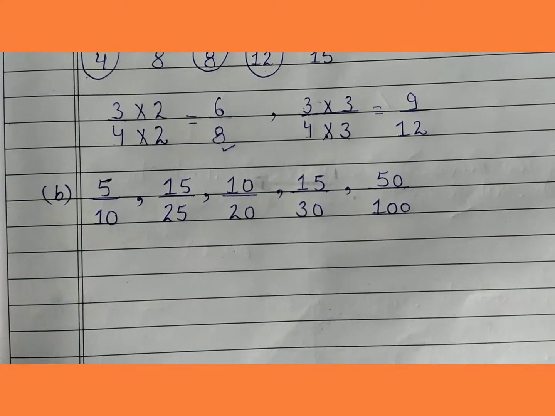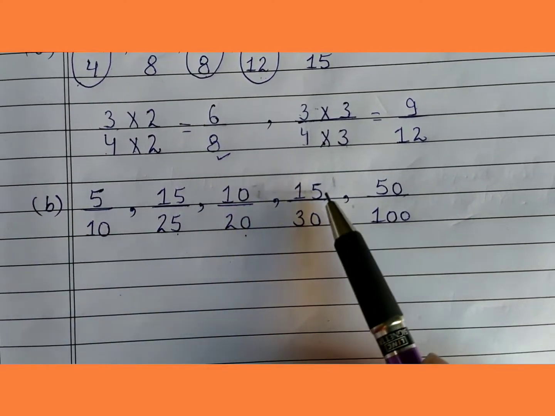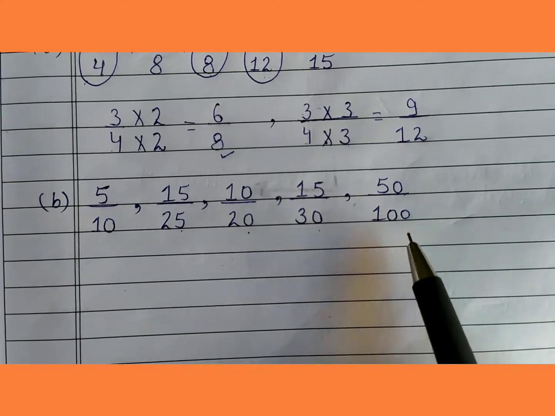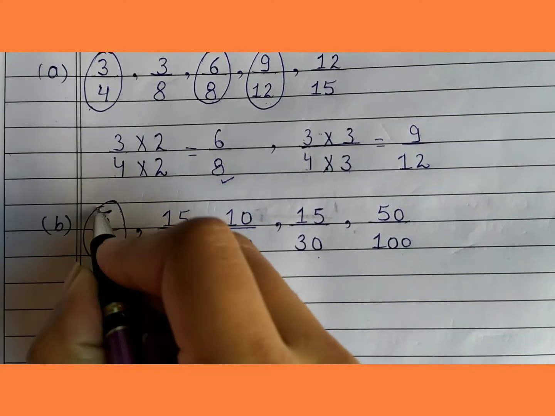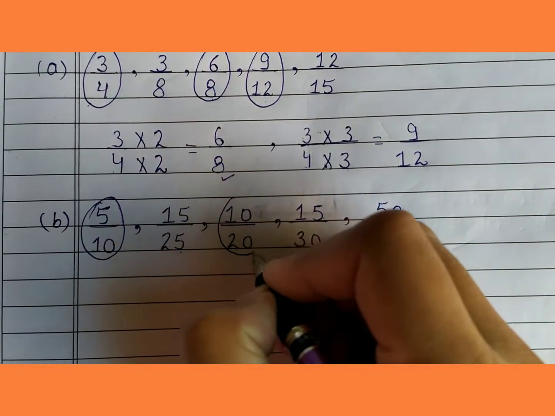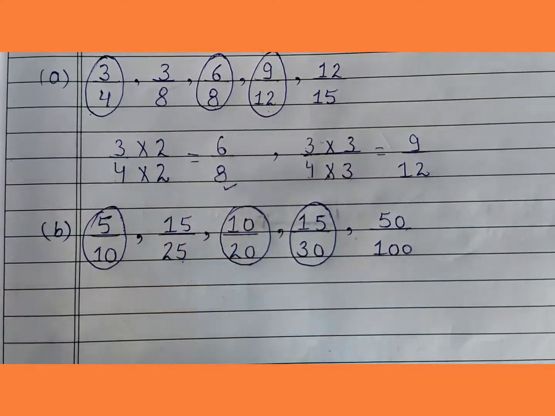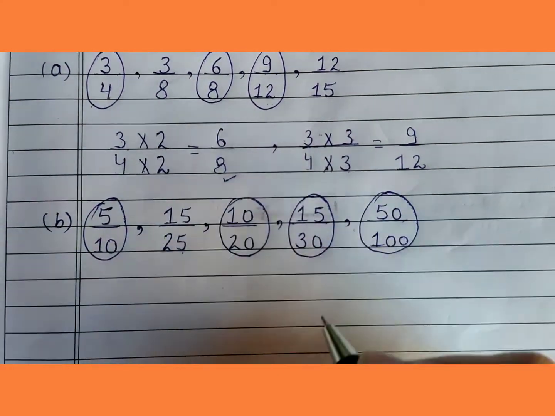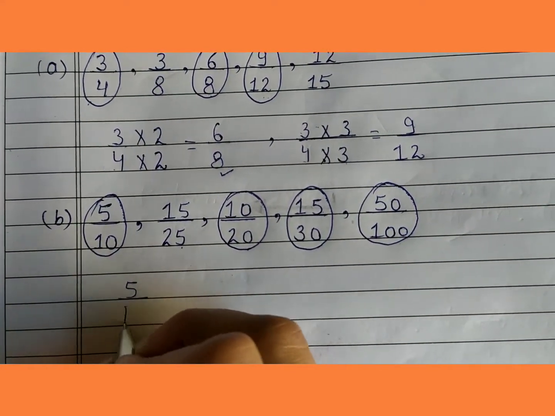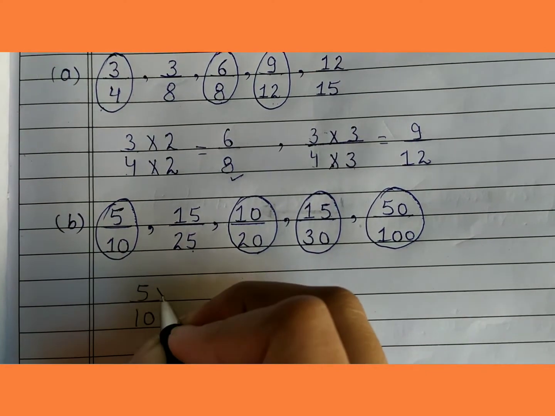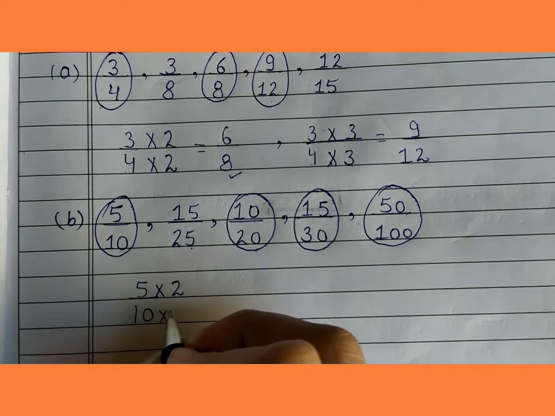Children, next question is 5 upon 10, 15 upon 25, 10 upon 20, 15 upon 30, 50 upon 100. Find out the equivalent fraction. 5 upon 10, 10 upon 20, 15 upon 30 and 50 upon 100. All are equivalent fraction. Write 5 upon 10. Children, multiply by 2 in the numerator and denominator.